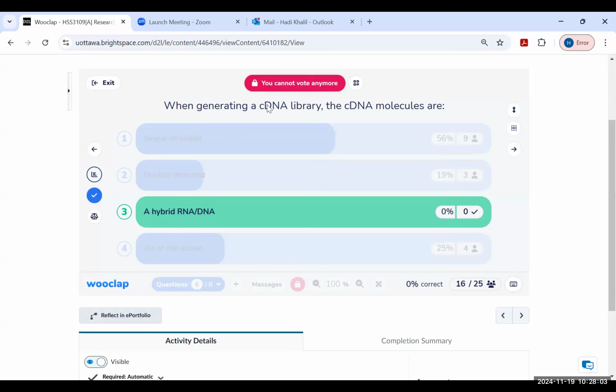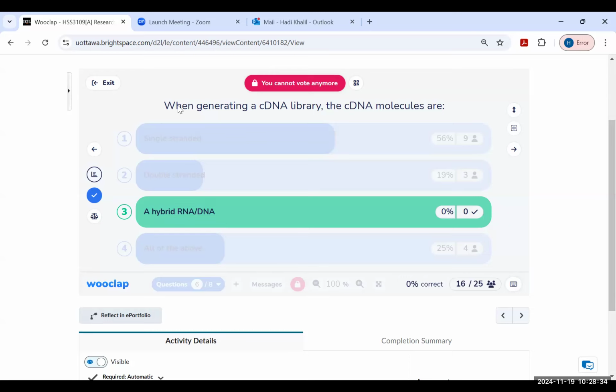When generating a cDNA library, the cDNA molecules could be single-stranded because you are making one copy. It could be double-stranded because you are making the complementary part of that RNA. And at a certain point during the first step of the cDNA library, you are converting all the RNA into DNA, and now you have a molecule which is an RNA-DNA hybrid.